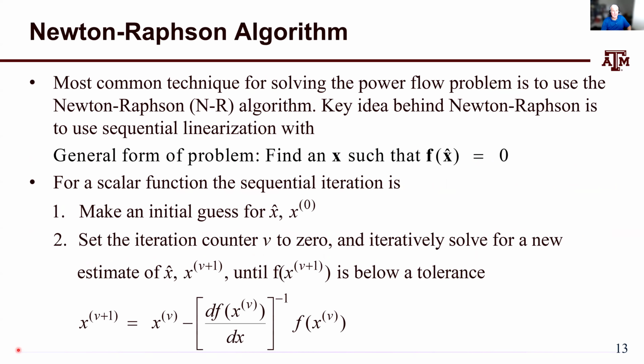Okay. Newton-Raphson algorithm. Most people are pretty familiar with this. There I've given it in scalar form. Just as we pick an initial guess, and this initial guess is going to be very important in determining what solution we converge to, and then we iterate and get new values of x that are hopefully closer to the desired solution, and we keep going until our mismatch is below some tolerance.